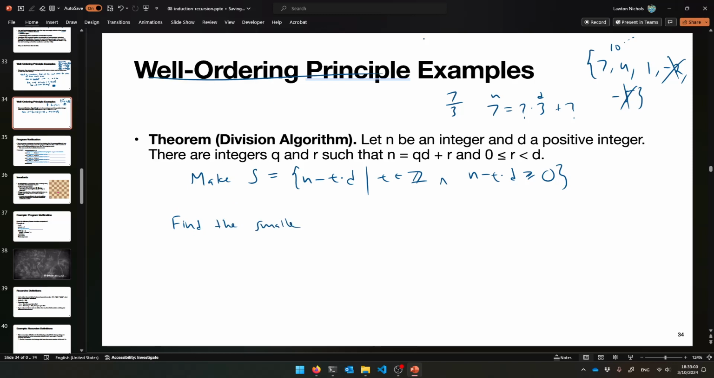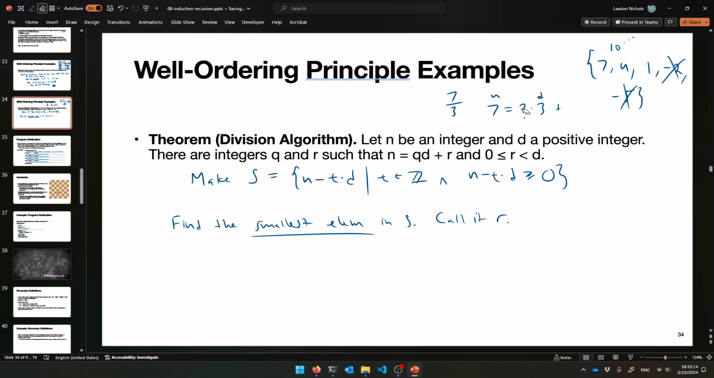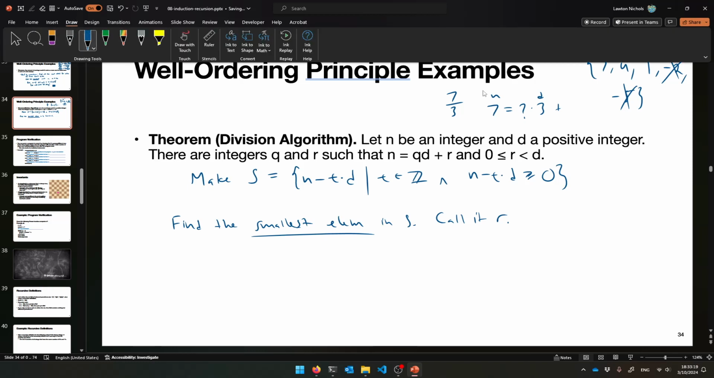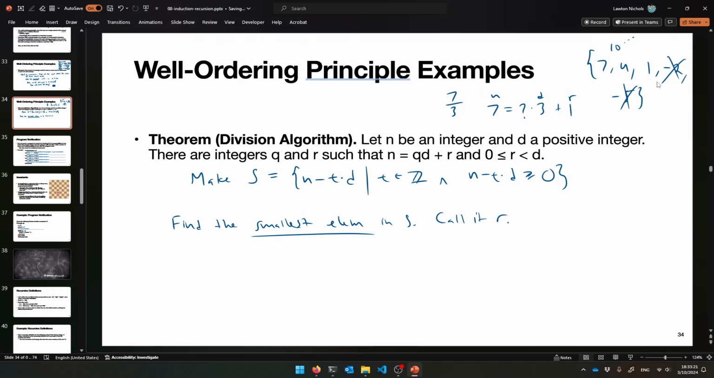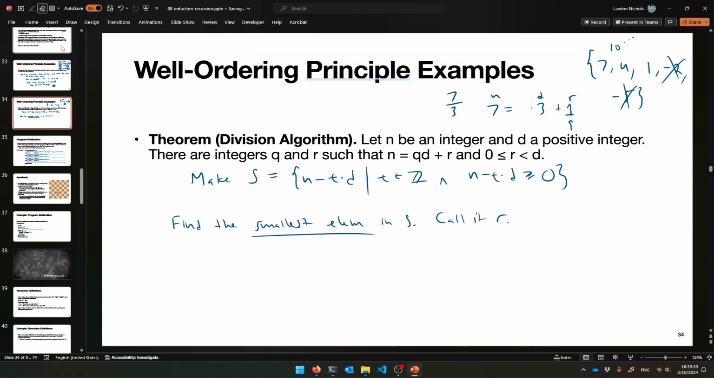Find the smallest. And the well-ordering principle lets you do that. Find the smallest element in S. Call it R, because it is R. Making that set finds your R for you. So it really is something times 3 plus 1. And that is R. That's for sure going to be R. We just solved for that. It just came out of being the smallest thing in the special set that we've created. And then we can finally solve for this last question mark, which is our quotient.